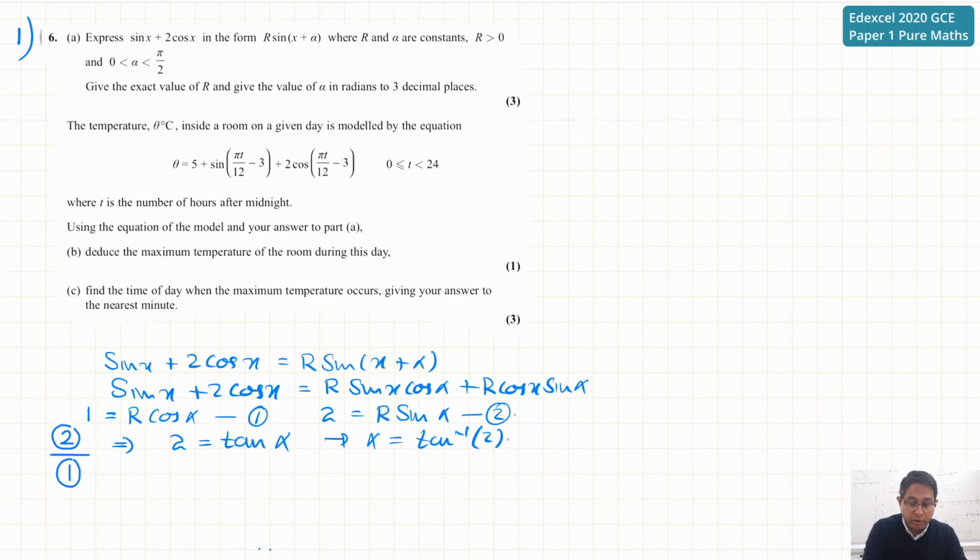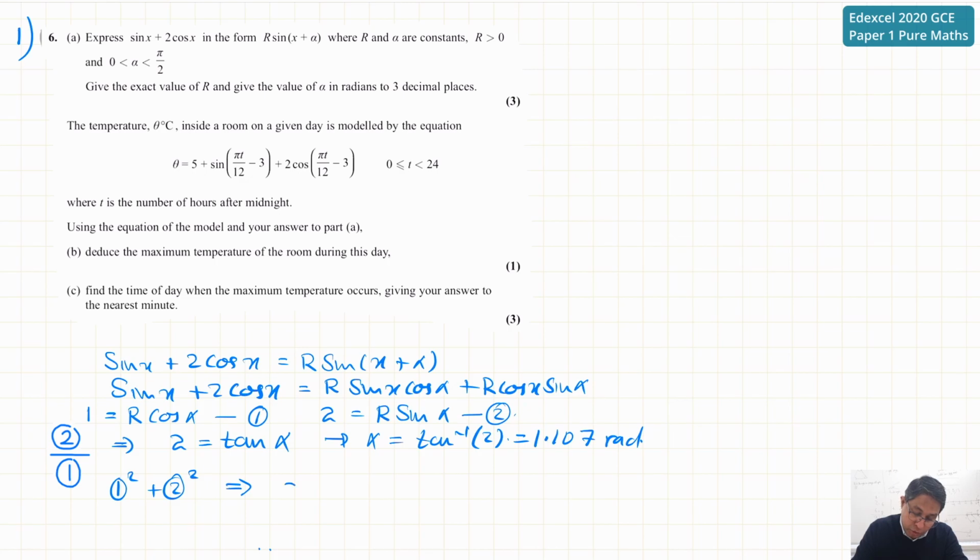You can use the calculator to find that value. You have to give alpha in radians to 3 decimal places, 1.107 in radians. To find r, you can eliminate sin alpha and cos alpha. You can find r if you eliminate alpha from these two equations. Square equation 1 and square equation 2, then add those two equations together.